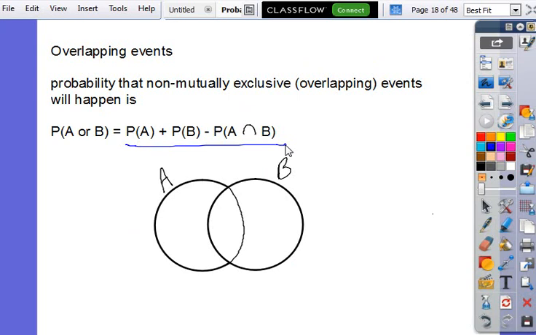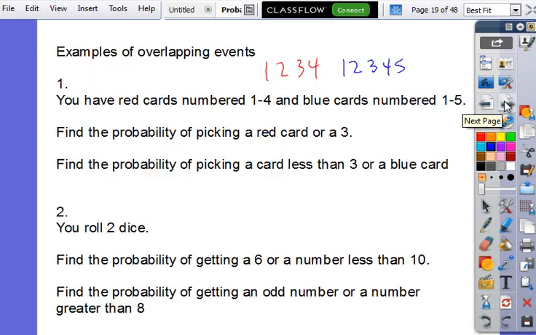So when I come here, what's the probability of getting a red card? 4 out of 9. So 4 out of 9 for the red. Plus, what's the probability of getting a 3? 2 out of 9. Minus, what is the probability of having a red 3? 1 out of 9. Type that on the calculator, you got your answer. You should be able to do it without the calculator, but. Alright. 4 plus 2 is 6, 6 minus 1 is 5. 5 over 9. Alright, see if you can do that second one right there.